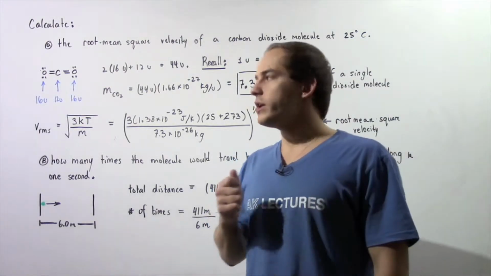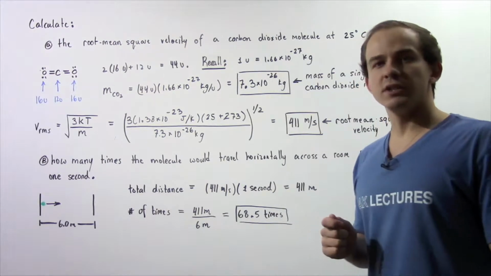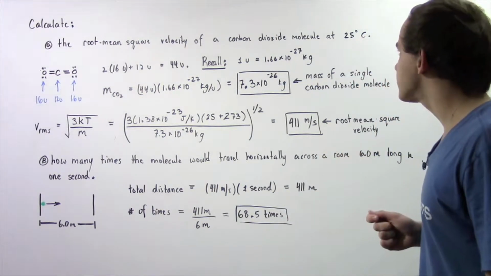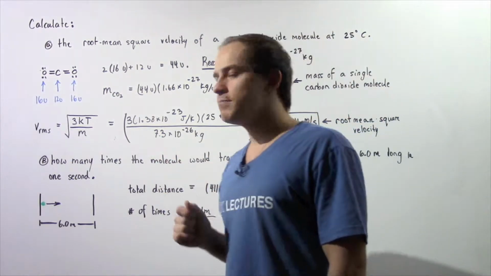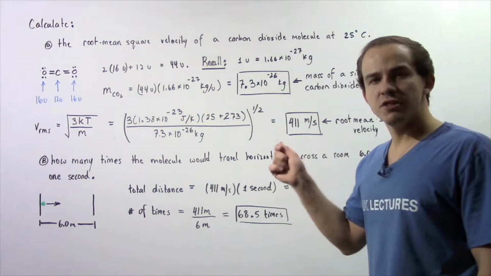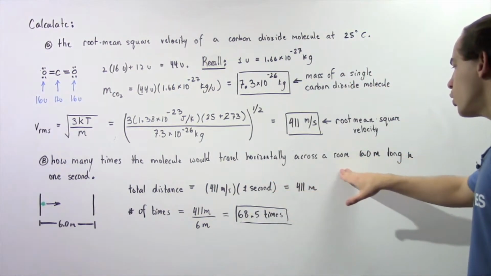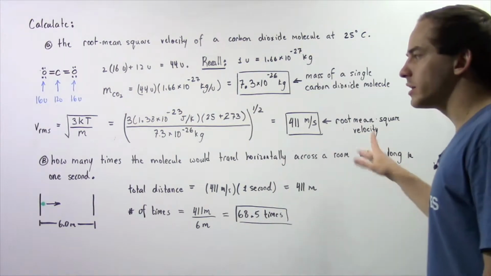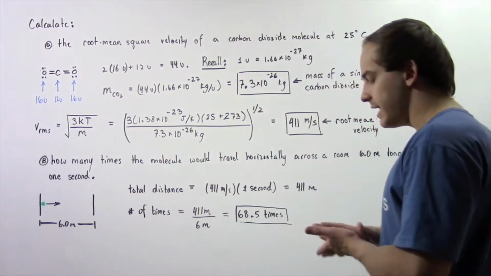In this example, we're going to calculate in part A the root mean square velocity of a carbon dioxide molecule at 25 degrees Celsius. And in part B, we're going to calculate how many times this molecule travels horizontally across a room 6 meters long every single second. So let's begin with part A.